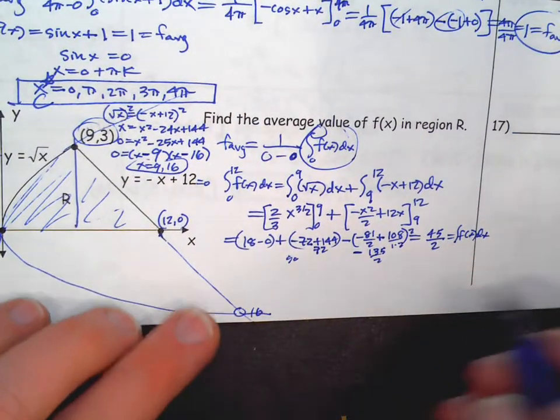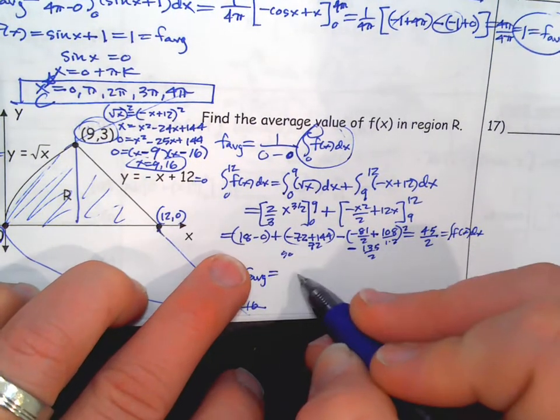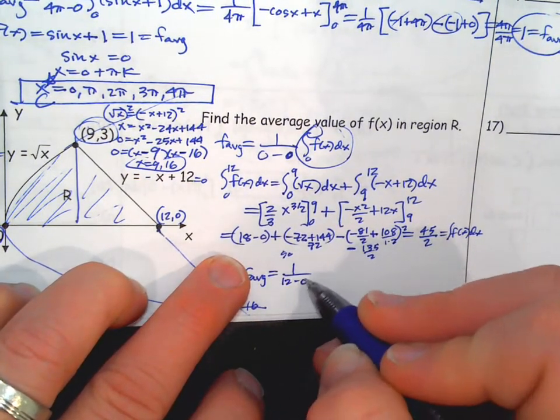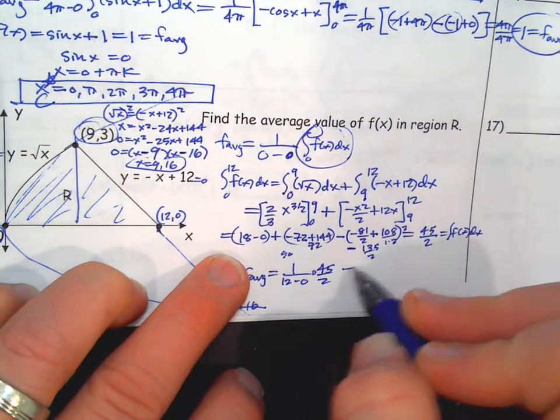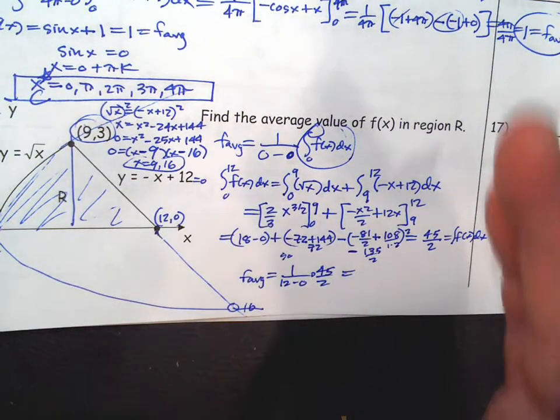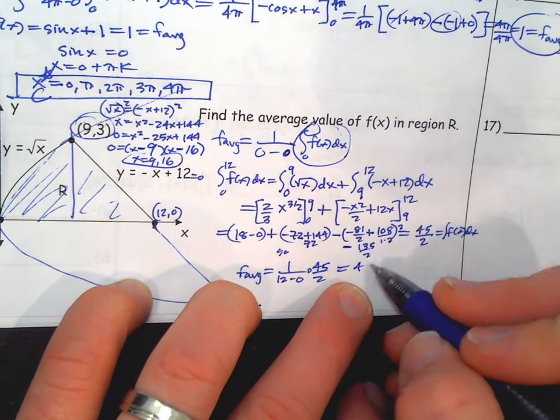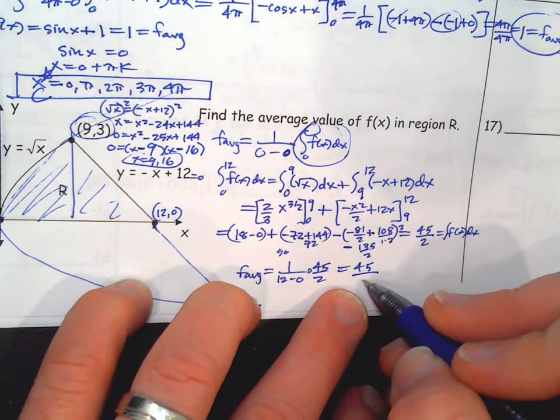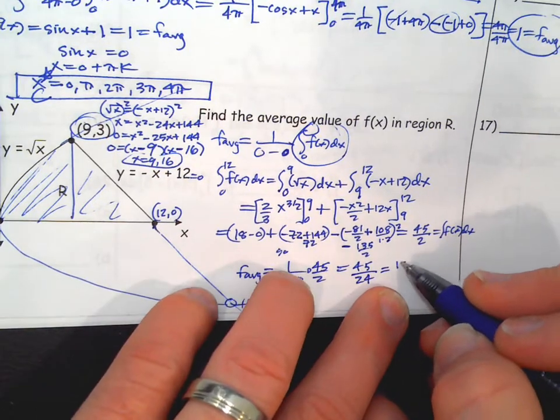So to get f average, that's the hard part. We're going to do 1 over 12 minus 0 of that. But it's got to be the combined thing. You can't do the f averages separately. You can find the area separately, add them together to get the total area, but then you have to do it as one big area. So it's going to be 45 over 24, which we could divide a 3 out and be 15 over 8.